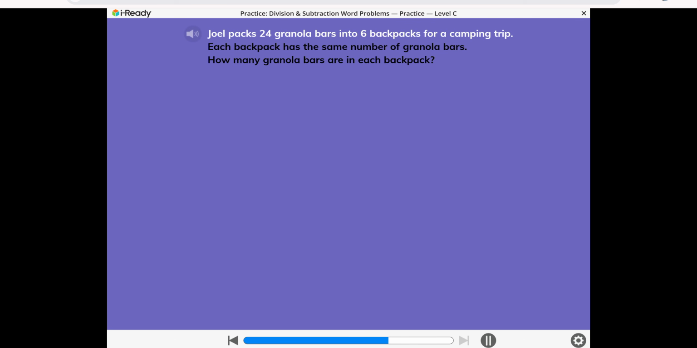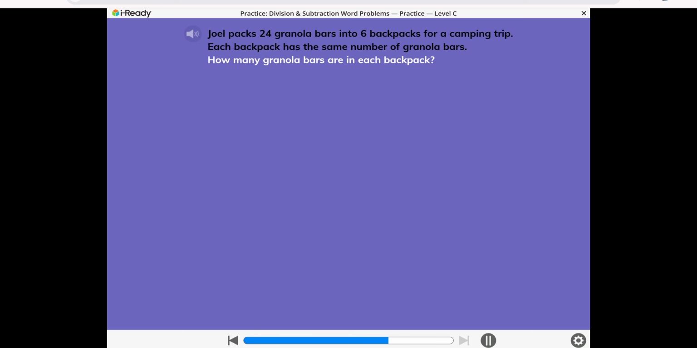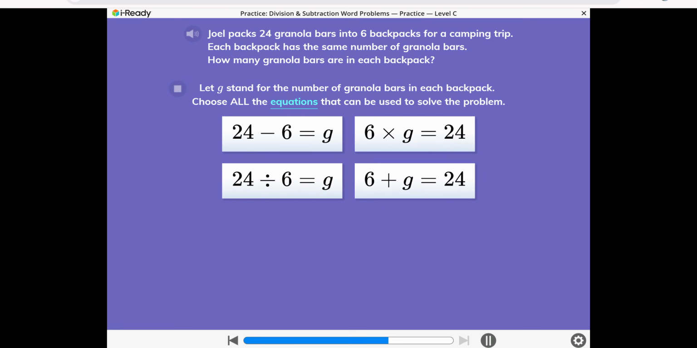Joel packs 24 granola bars into 6 backpacks for a camping trip. Each backpack has the same number of granola bars. How many granola bars are in each backpack? Let G stand for the number of granola bars in each backpack. Choose all the equations that can be used to solve the problem.